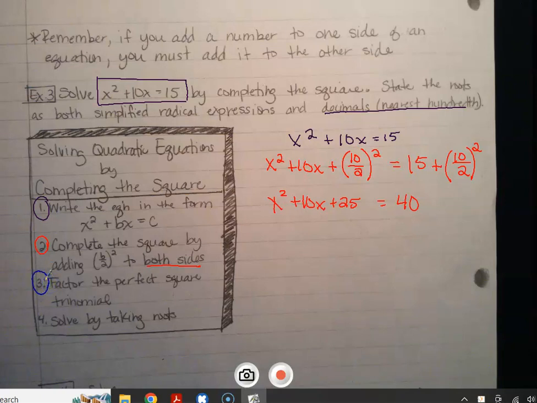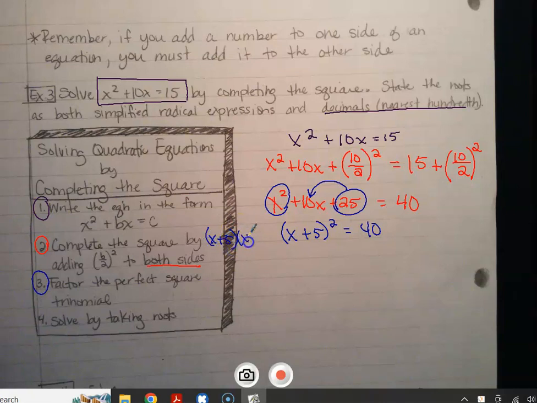Okay, so let's look at step 3. Factor, we want to factor that perfect square trinomial. So we've got this perfect square here at the beginning, the perfect square at the end. So what are the factors of 25 that get us 10? 5. And it's going to be positive or negative? So x plus 5, that quantity squared, equals 40. Because again, this is the same thing as x plus 5 times x plus 5. You can skip that step and just write x plus 5 squared.